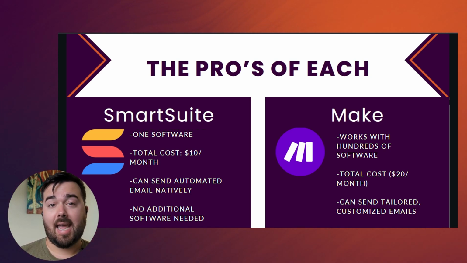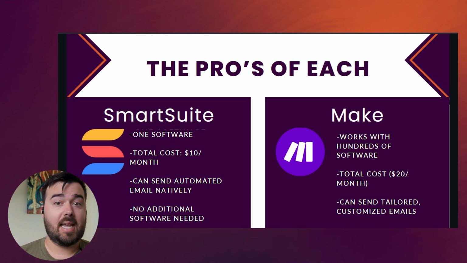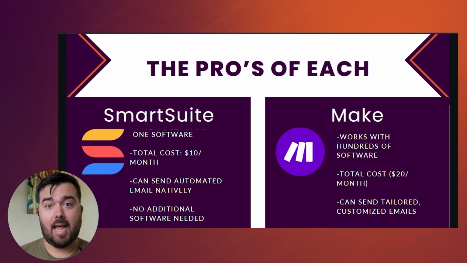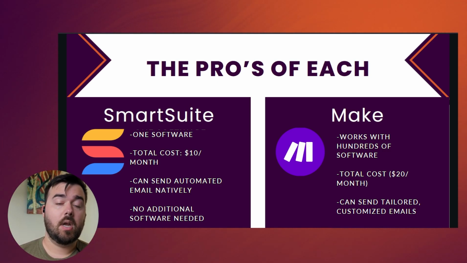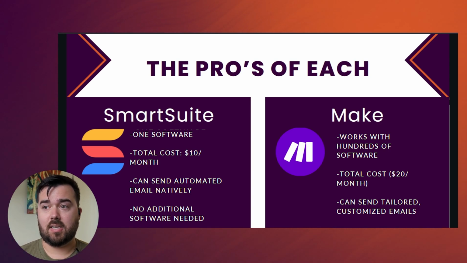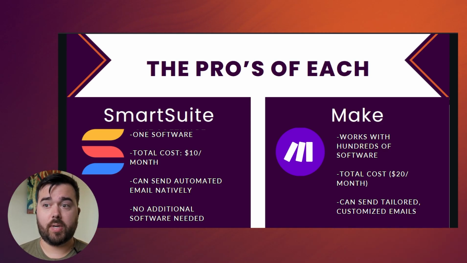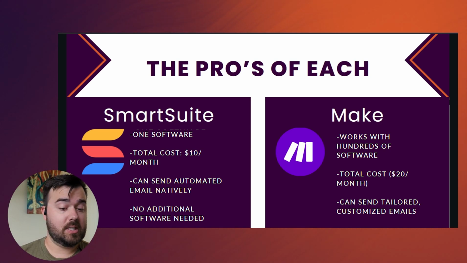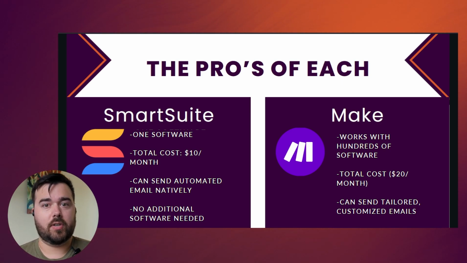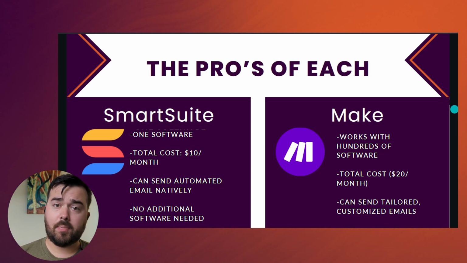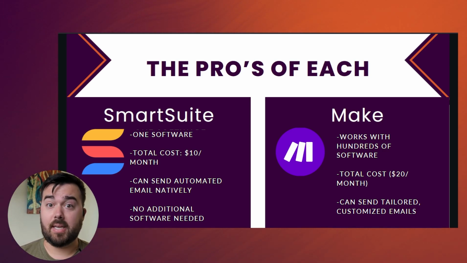Make, on the other hand, is specialized as an automation workflow tool, meaning that it connects to hundreds of different softwares and has some more advanced features to tailor specific email formats that you may want to have in your business. The downside, though, is that it's not a database system already, so it would require using something like SmartSuite, and that just adds an additional cost to your bottom line per month. So instead of just $10 a month, it would actually be closer to $20. To some people, that may be a deal breaker, and to others, it may not be, and that's okay.